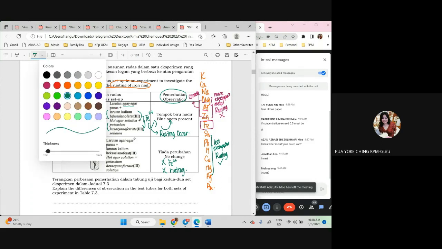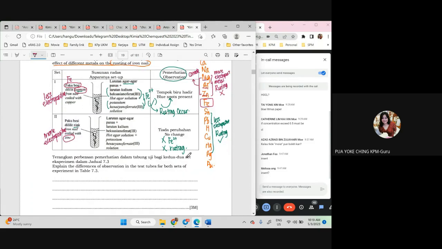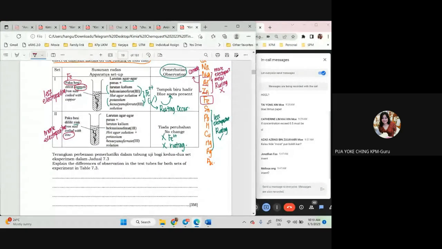Okay, this is the concept. So, kita akan tengok balik. So, ini rusting occur. So, you mesti tahu logam ini mesti less electropositive. Ini rusting tak occur, logam ini mesti more electropositive. So, ini konsep lah. So, you dah tahu konsep, then you dah boleh buat.